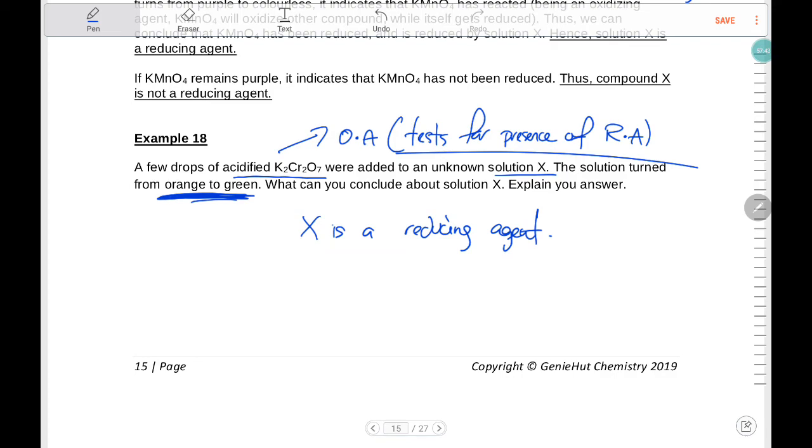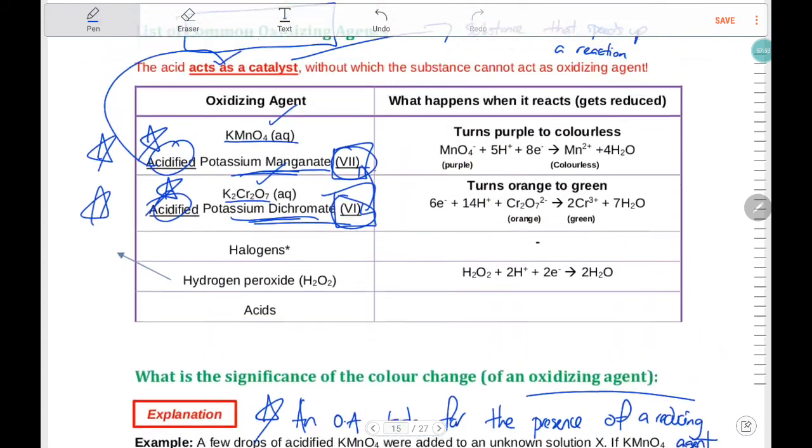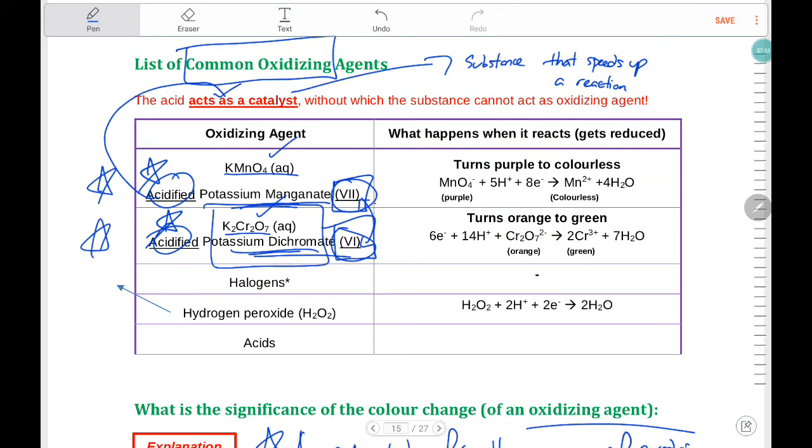Okay, since the oxidizing agent turns color, we know that a reducing agent is present as it tests for the presence of a reducing agent. Next question a student will ask: is it always going to be orange to green? No. It depends on what oxidizing agent you use. In this case, we are using potassium dichromate, and if you look at the color chart, potassium dichromate always turns from orange to green. Okay, if I were to use potassium manganate, my color will not be orange to green, it will be purple to colorless. So depending on which oxidizing agent you use, you get a different color. But whenever an oxidizing agent turns color, it always tells me that the reducing agent is present.